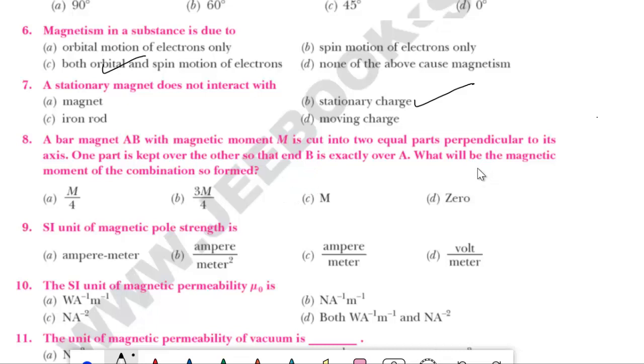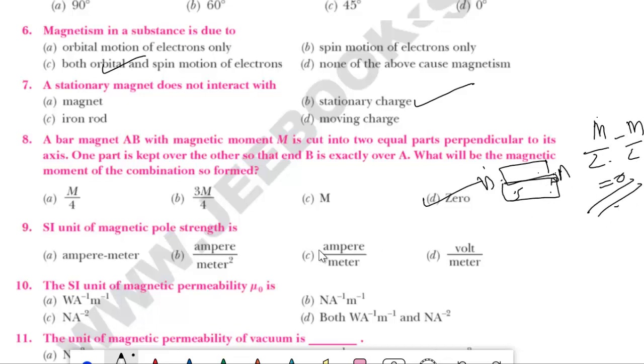In that, one has B exactly over the other. AB means one will be the north pole and the other will be the south pole. When B comes exactly over the other, what will be the total magnetic moment? Total magnetic moment will be equal to 0, because the magnetic moment of each half becomes M by 2, and the direction of the other one is opposite, so together it will be equal to 0.